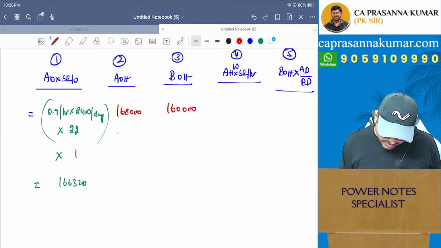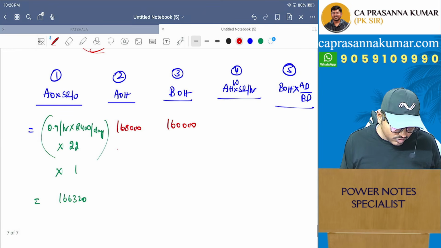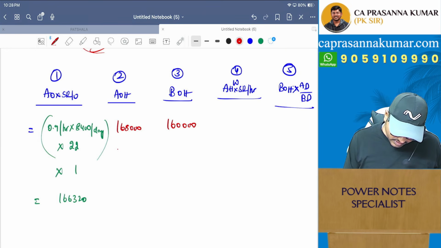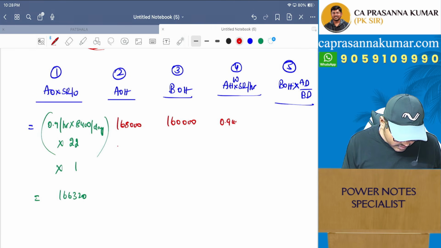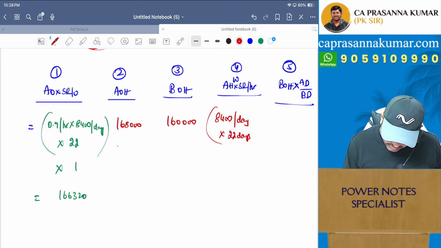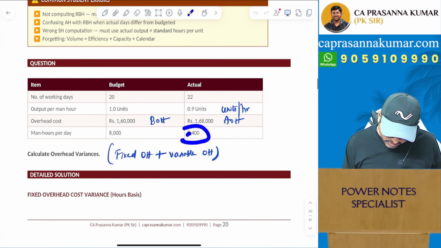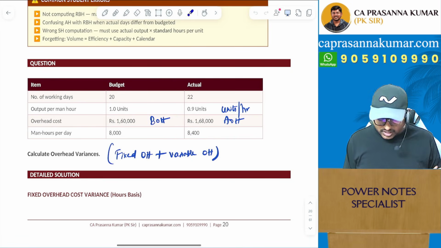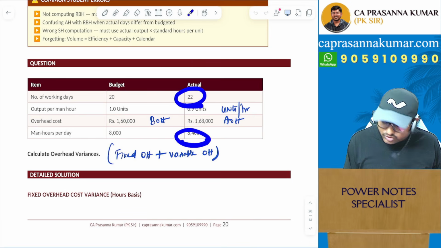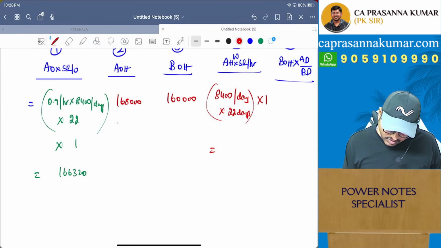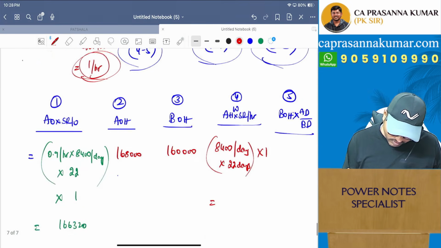Actual hours into standard rate per hour. What about actual hours? Do we have any actual hours? Yes. Just now we have calculated here. Actual hours means 0.9 actual hours, 8,400 per day. So how many days? 22 days. That's your actual hours. The standard rate per hour is 1. Total actual hours per month, 8,400 hours per day into 22 days. Simple. Into standard rate per hour, already we have calculated over here, 1 per hour.